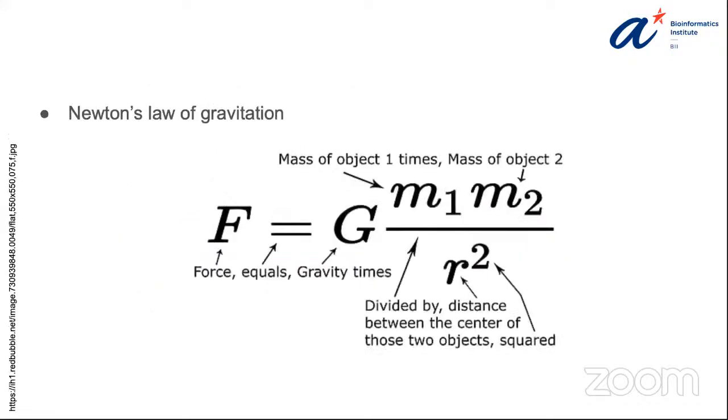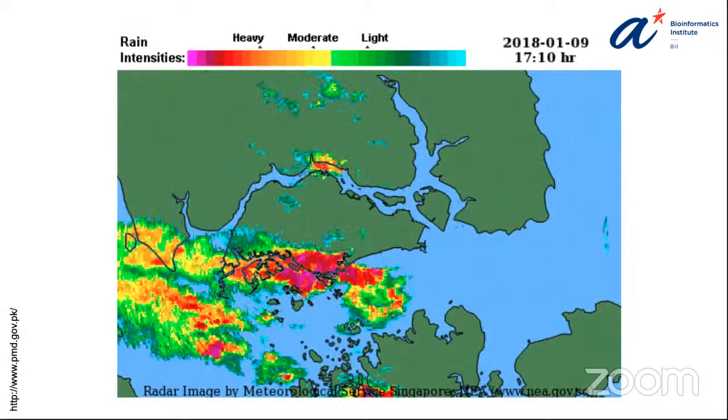Similarly, you have the Newtonian law of gravitation, which you should have studied in high school. It is basically that if there are two massive objects, M1 and M2, and there is a certain distance between them, there will be a force of attraction which is pulling the two things together. So this is another example of a model.